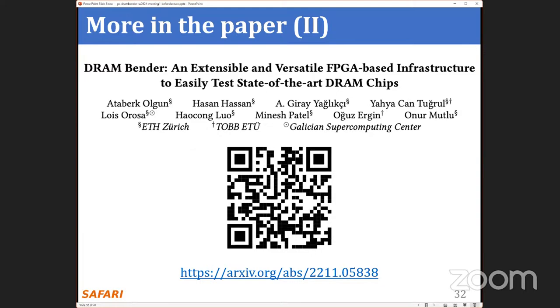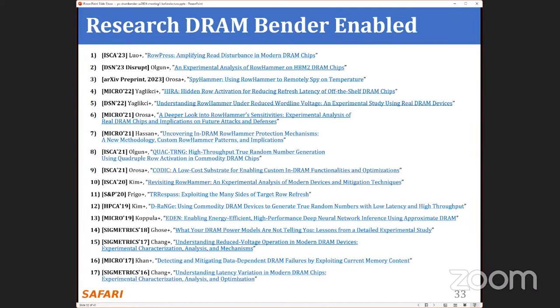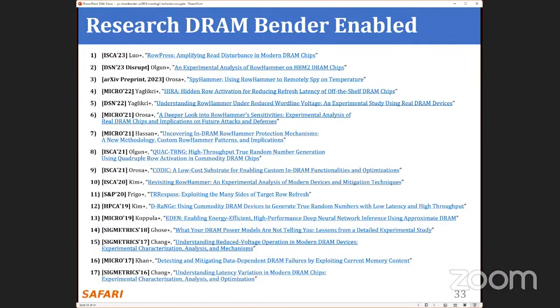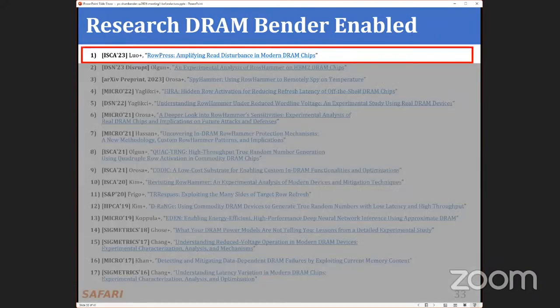So here is the extended version of our paper on arXiv. If you're interested, you can scan the QR code and take a deeper look. Here is an ongoing list of projects that we worked on with DRAM vendor. And next, I will discuss the RowPress project in a bit more detail because it's the most recent one, and it actually uncovers another read disturbance phenomenon other than RowHammer.